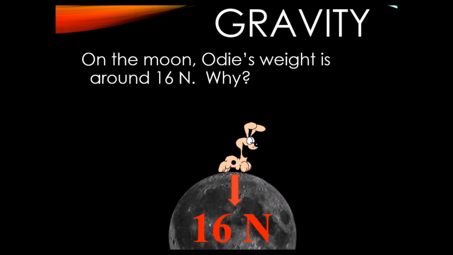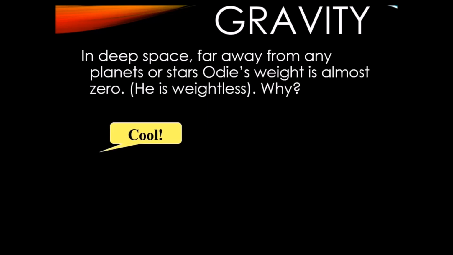Well, the difference is the gravitational force. So that means that the gravitational force on the moon must be less than the gravitational force on Earth. In deep space, far away from other planets and stars, Odie's weight is almost zero. He's pretty much weightless. Can you think of why? And so that would be because the gravitational force is pretty much zero.